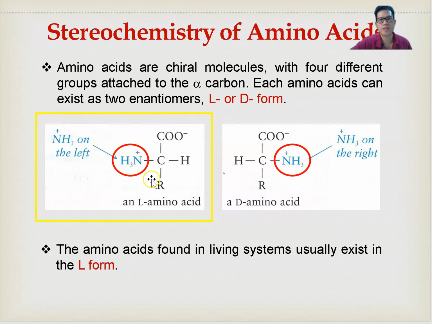Basically, this has been converted from the 3D molecules here. From the 3D molecules, based on the concept explained previously, they are rotated in such a way that when you convert it, if the NH3 is on the left side, it's an L amino acid. If it's on the right side, it's a D amino acid. But for the living world, the ones that we consume and make in the body are the L form.